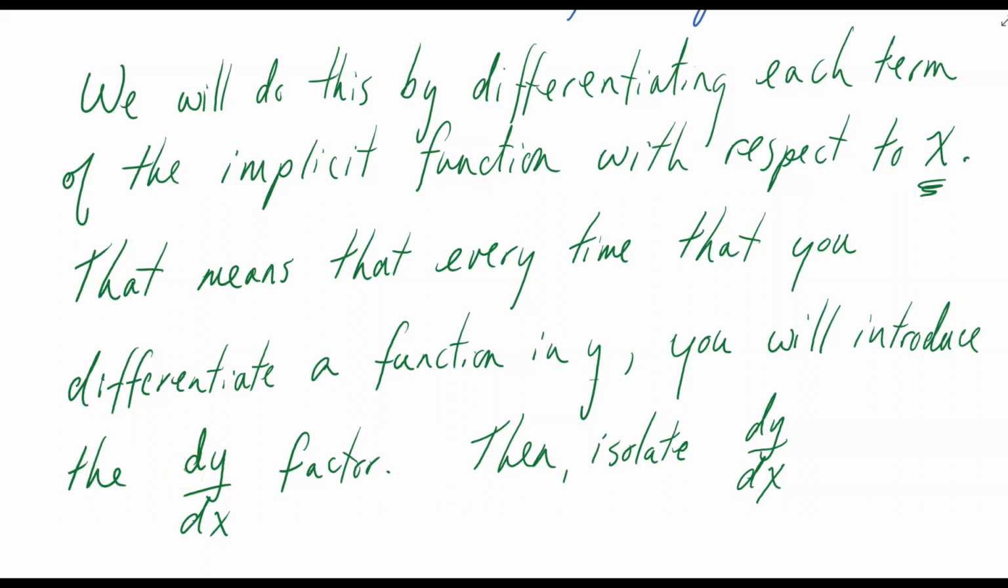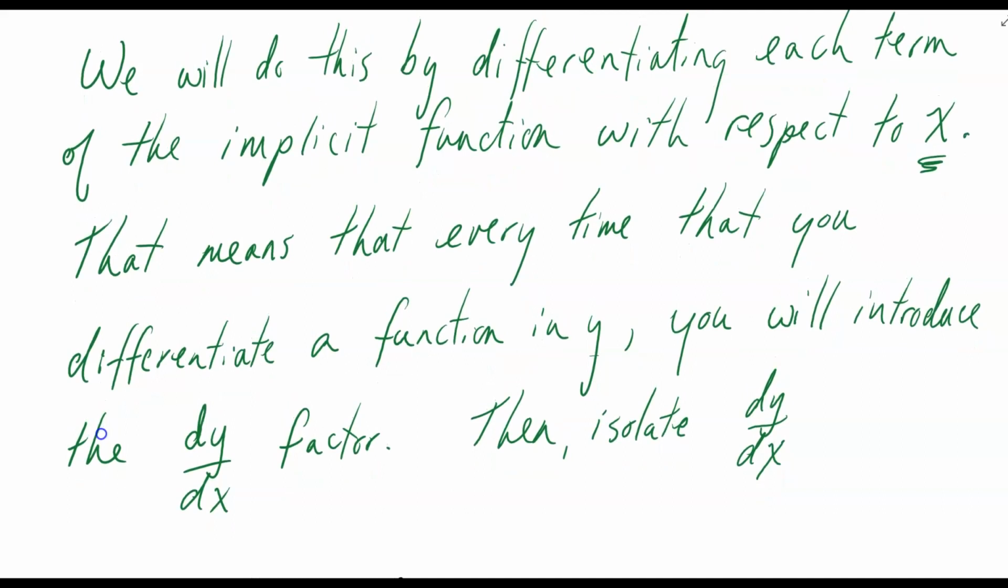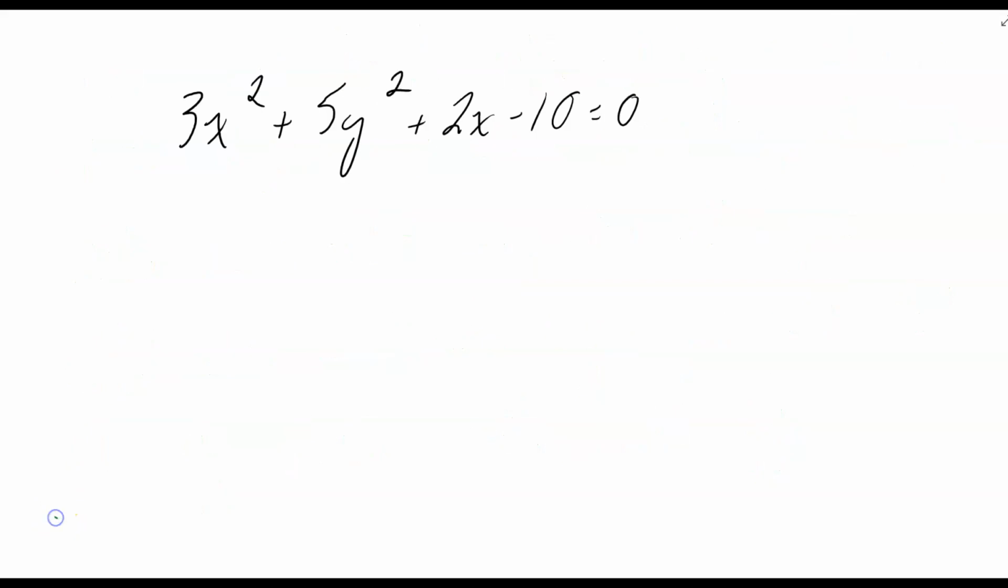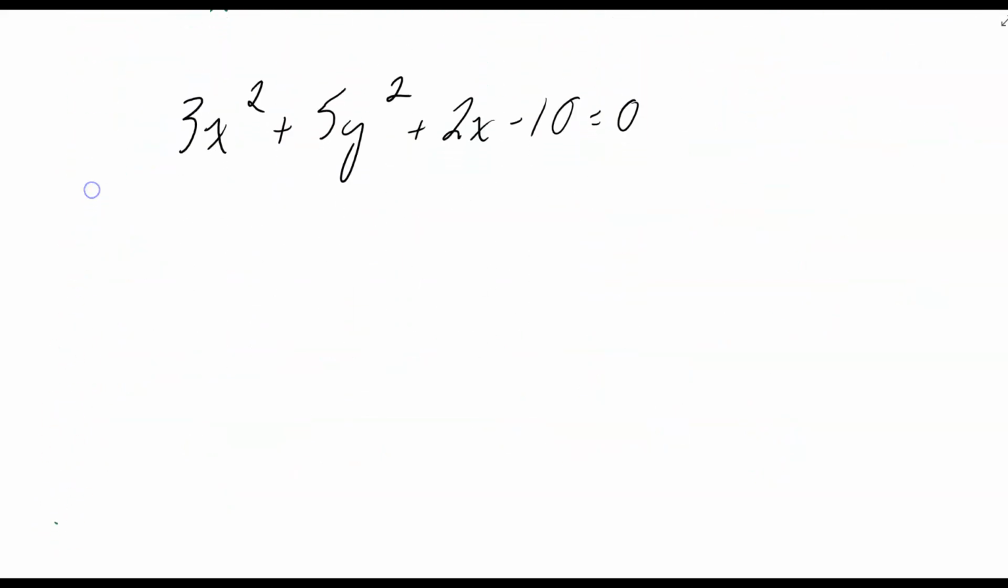So let's take a look at an example. I'm going to show it with two different notations, and you can choose whichever one you find to be best for you. Okay, so for this function, there it is. We want to recognize that we have different terms, some in x, some in y, some constants, and we want to differentiate each term with respect to x. So let's introduce the dy by dx notation.